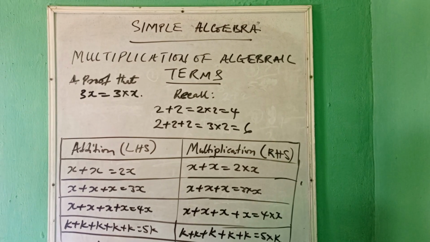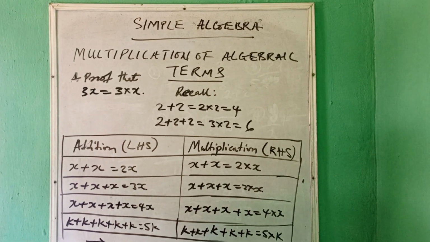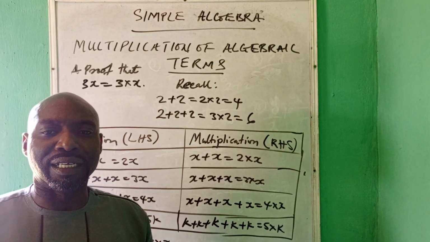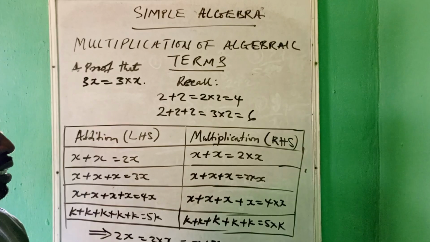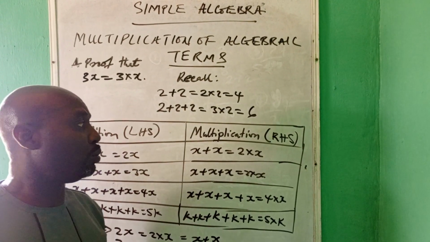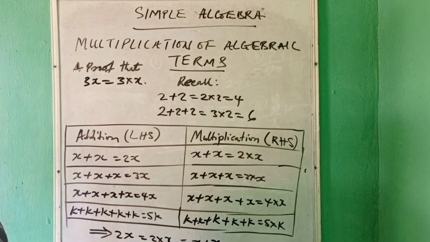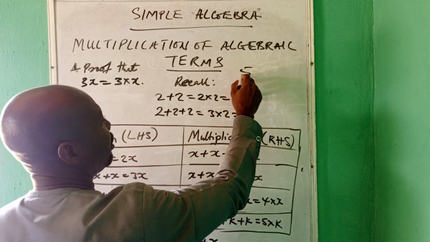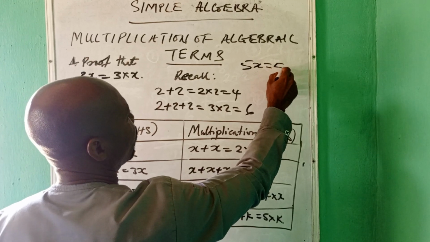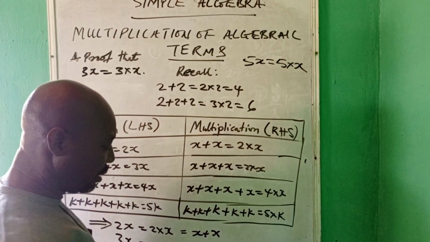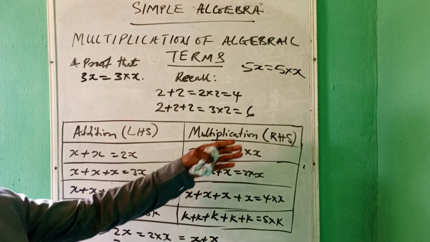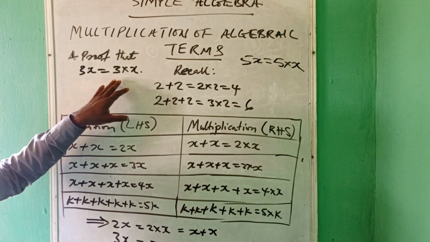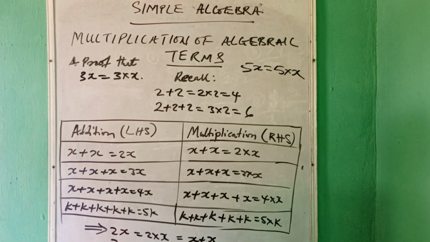But today we are dealing with algebraic terms, and I will be making this video a simple one so that everybody will understand what I'm about to teach. There are terms that you've perhaps just crammed, like 5x is equal to 5 times x. Let's see how this is true: a proof that 3x is equal to 3 times x.